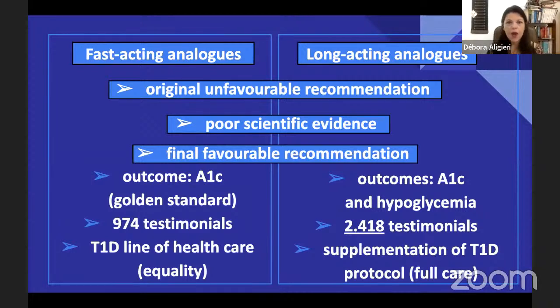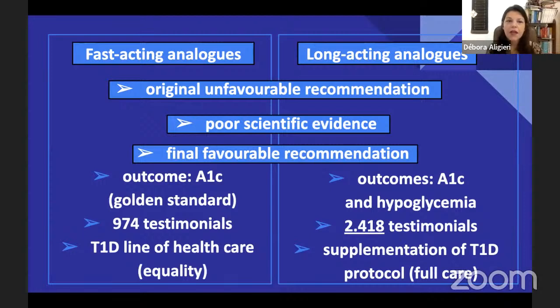So what we observed, what we experienced on 2 occasions: we had first an evaluation of fast-acting analogs in 2017, and after the long-acting analogs in 2019. In both cases, we had an original unfavorable recommendation from the National Committee of Technology Incorporation, because there was poor scientific evidence of better outcomes of the analog.